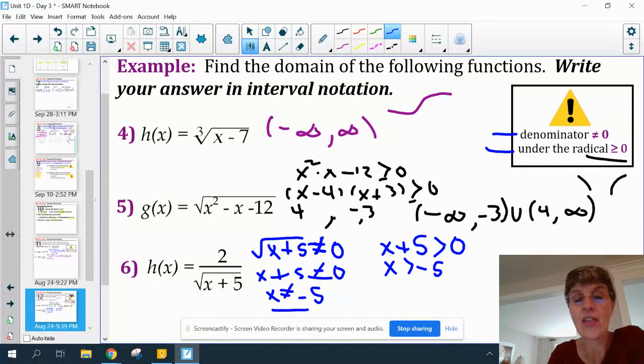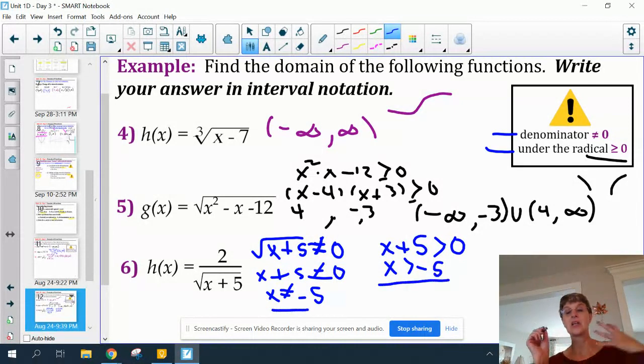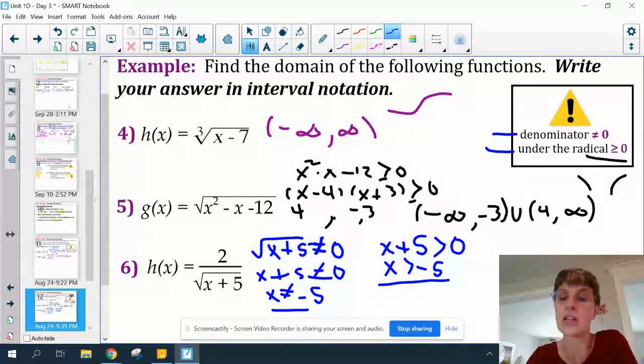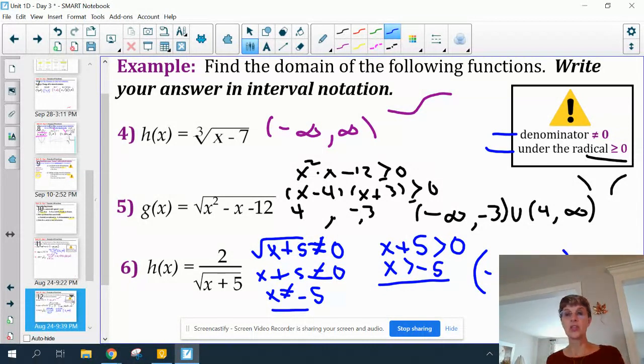Okay, so that and that together basically means I'm starting at negative 5 and going to the right because of the greater word. But the not equal sign means I can't use negative 5. I have to parenthesis that and not include it. So I'm going to start at negative 5 but not include it. Then I'm going to keep going to the right because of the word greater. And I am done. So that's the lesson.